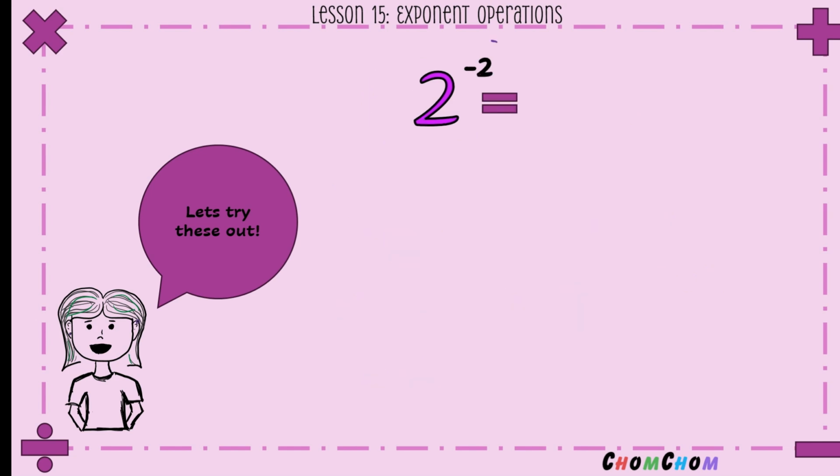Okay, now we have a negative exponent. What do you think that this means? So when we have a positive exponent, we just have this, right?